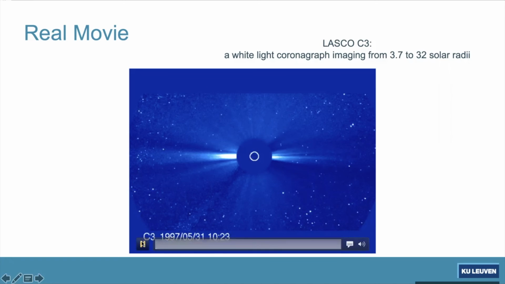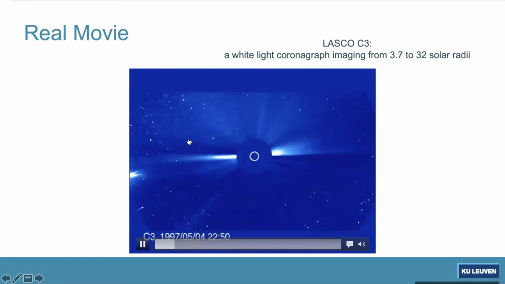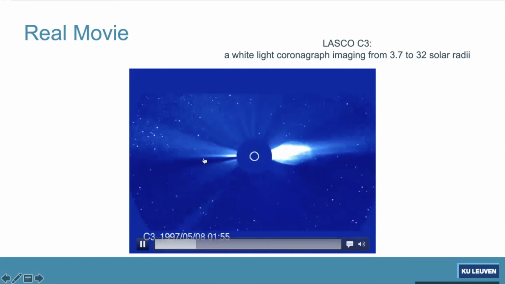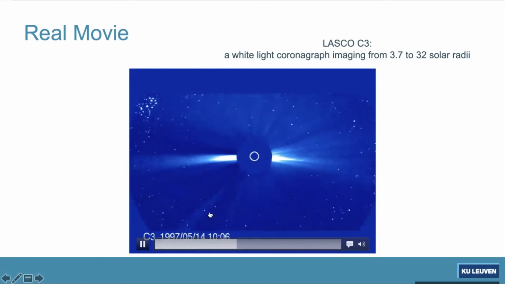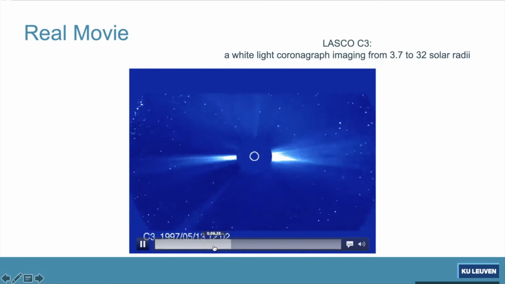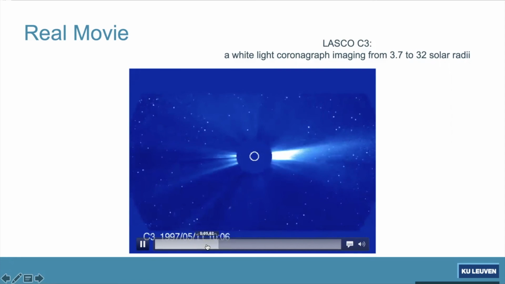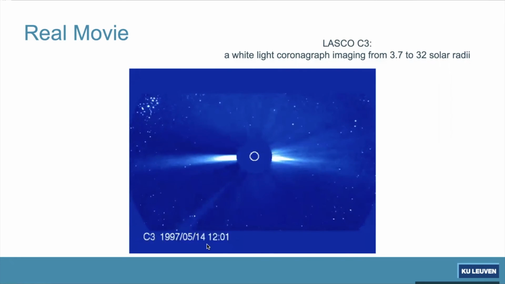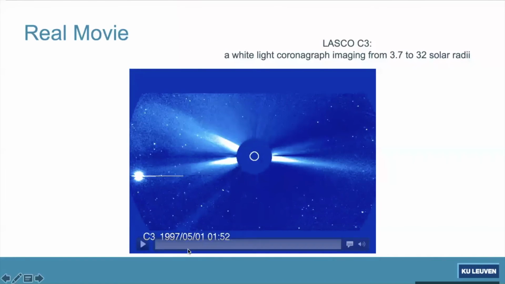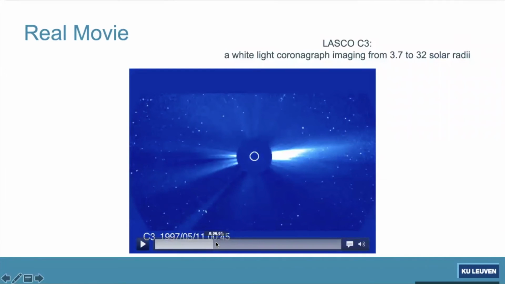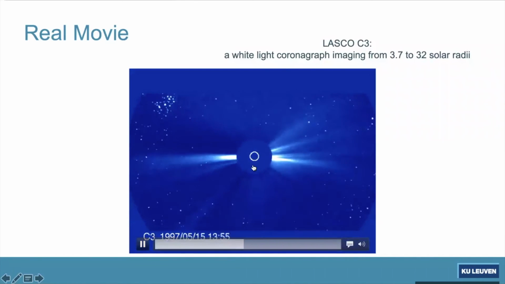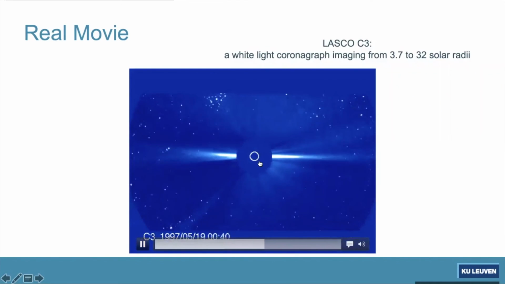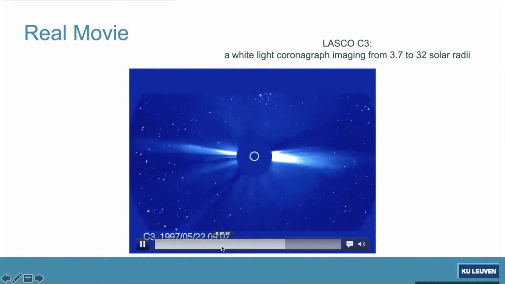So let me run it again. What you're seeing is white light, and you can see every once in a while there is an emission. Let me come back here. You see, at this time there is an explosion towards us. You see a ring coming out. This is called a halo CME. A halo CME is a CME coming towards our point of view. So the halo CMEs are the ones coming towards the Earth, because SOHO is near the Earth, so it sees this CME coming.